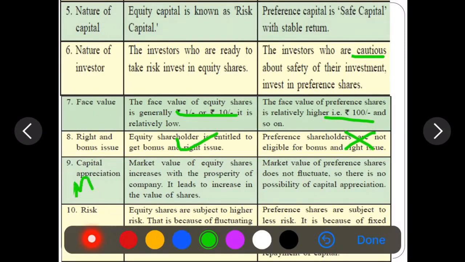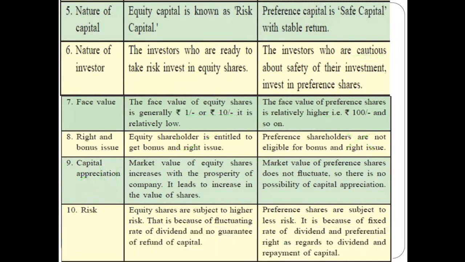Capital appreciation means market value. Market value of equity shares, as हमने देखा, generally fluctuate भी होता है ज़्यादा और वो ज़्यादा increase होता है, जबकि market value of preference shares ज़्यादा fluctuate नहीं होता है और more or less same रहता है. If we talk about risk, equity shareholders में risk ज़्यादा है because fluctuation और dividend ज़्यादा है और गारंटी ऑफ कैपिटल नहीं है. प्रेफरेंस शेयर्स में रिस्क कम है, रिटर्न डिविडेंड फिक्स्ड है और वाइंडिंग अप में प्रेफरेंशियल आपको पैसा वापस मिलेगा. With this, we end up for today's session.